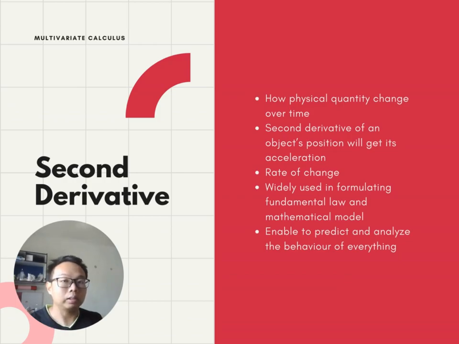And if we take a second derivative of the speed, we will get the rate at which the speed changes in each second, and that is the acceleration. So the second derivative is widely used in formulating fundamental laws, like a simple scenario of acceleration or even a complex mathematical model. The second derivative provides us the ability to predict and analyze the behavior of almost everything in our real world.